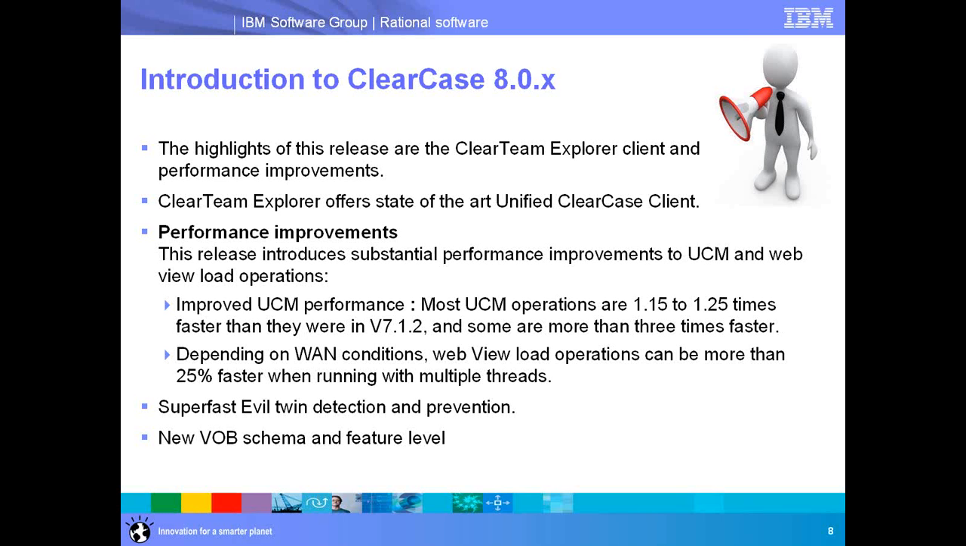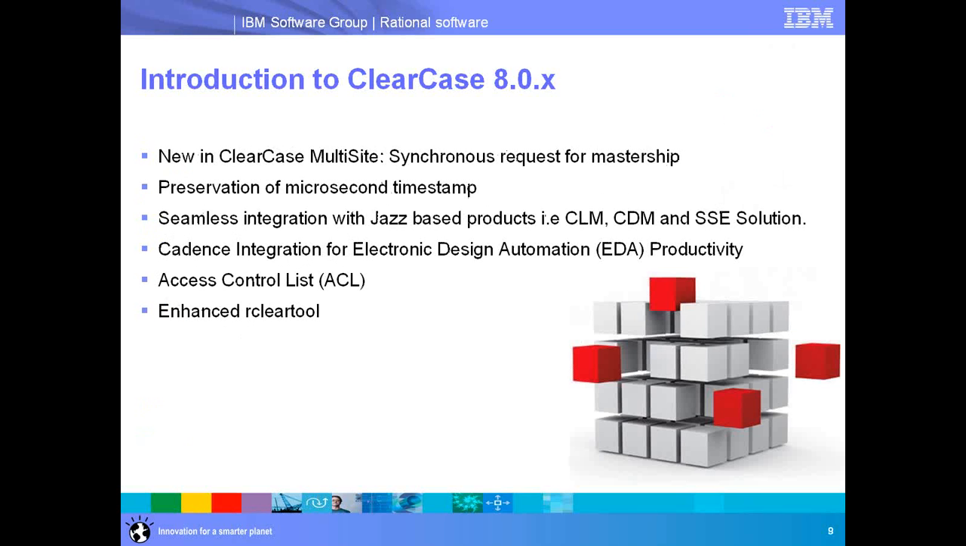We also have a super fast evil twin. We have seen many customers having their own customized triggers that they have written for detecting and preventing the evil twin. In 8.0, this is a built-in feature for you. And in 8.0, we have the new schema and feature level. The schema version is 80, and the feature levels that are available are 7 and 8.